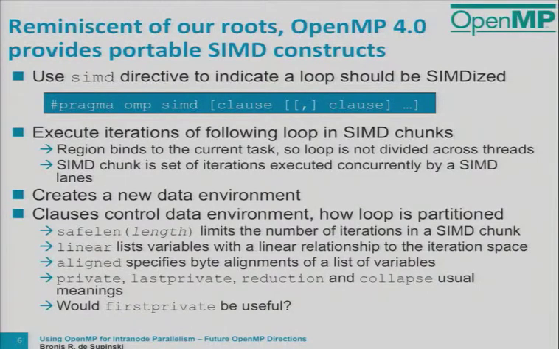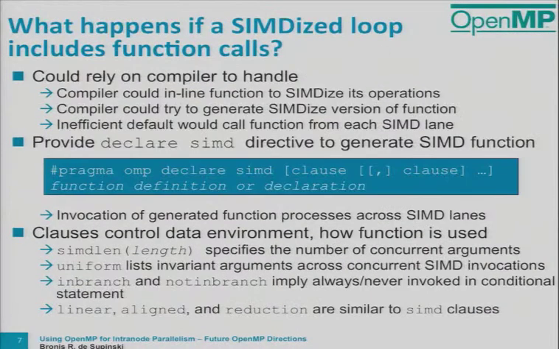All right, so similarly to wanting to tell the compiler that a function needs to have a device version generated, you may also want to generate a SIMD version of a function. And why would you do that? Because if you encounter a function inside of a loop that you've SIMDized, what's going to happen? Well, if you're lucky, the compiler will inline the function and then be able to SIMDize all of its operations, and that's very hit or miss. It's going to depend on the size of the function whether or not the compiler will try that.